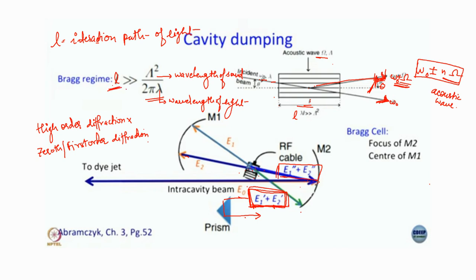Therefore, the length of the cavity also follows a relation: L is greater than capital lambda squared upon 2 pi small lambda. Capital lambda was the wavelength of sound, and small lambda was the wavelength of light. Second, when the incident beam passes through the Bragg cell, only the zeroth and first order diffractions can be seen; the higher order diffractions are missed. When this phenomenon happens within the cavity, the output beam has E1 plus E2 total intensity, which then goes out.